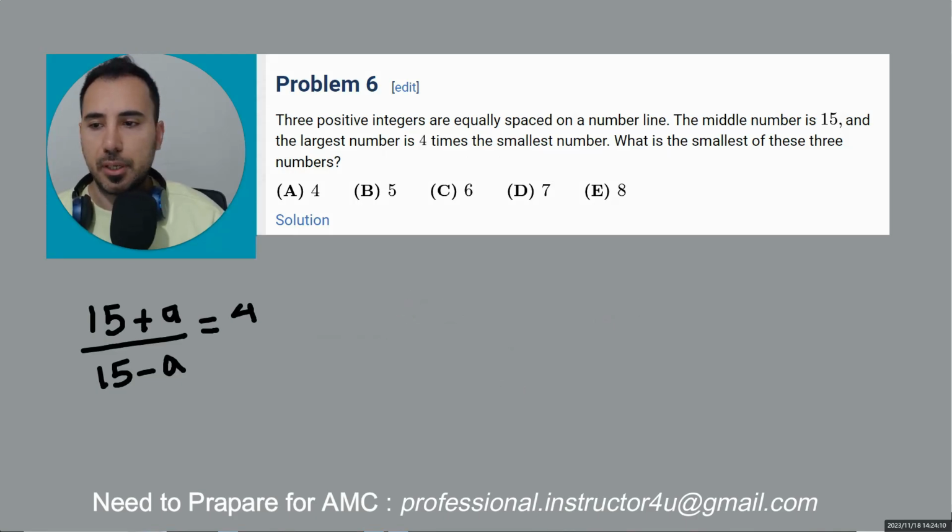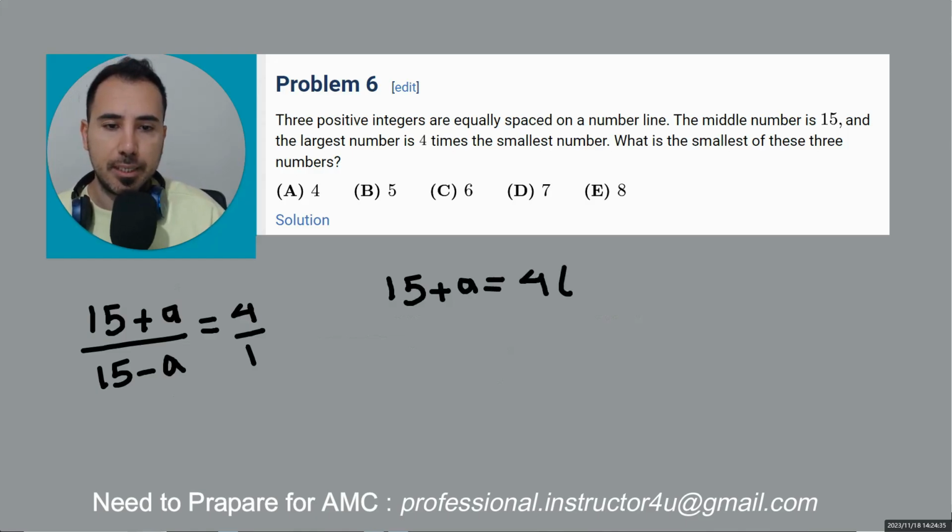For example, if A is 5, that's 20. 15 minus 5 is 10. The ratio will be 2. You could just find the value of A like this, or cross multiply. So 15 plus A times 1 is itself, and 4 times of this, 4 times of 15 minus A.